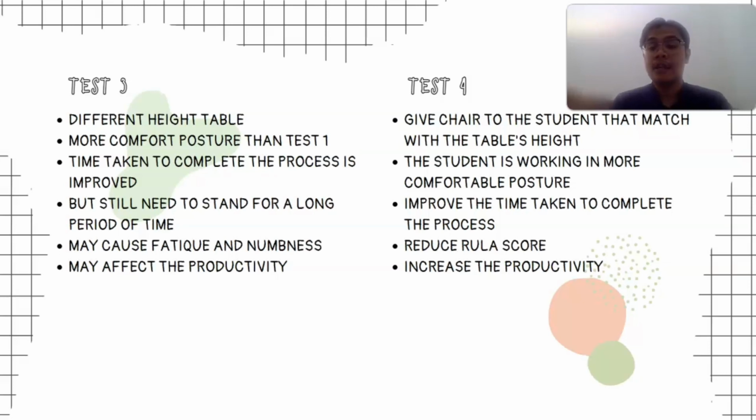And for the last test, we give a chair to the student that matches the table size. You can see that the student is working in a more comfortable posture, and we managed to improve the time taken to complete the process, and also to reduce the RULER score from 3 to 2, and we succeeded in increasing the productivity. That's all for me. Thank you.